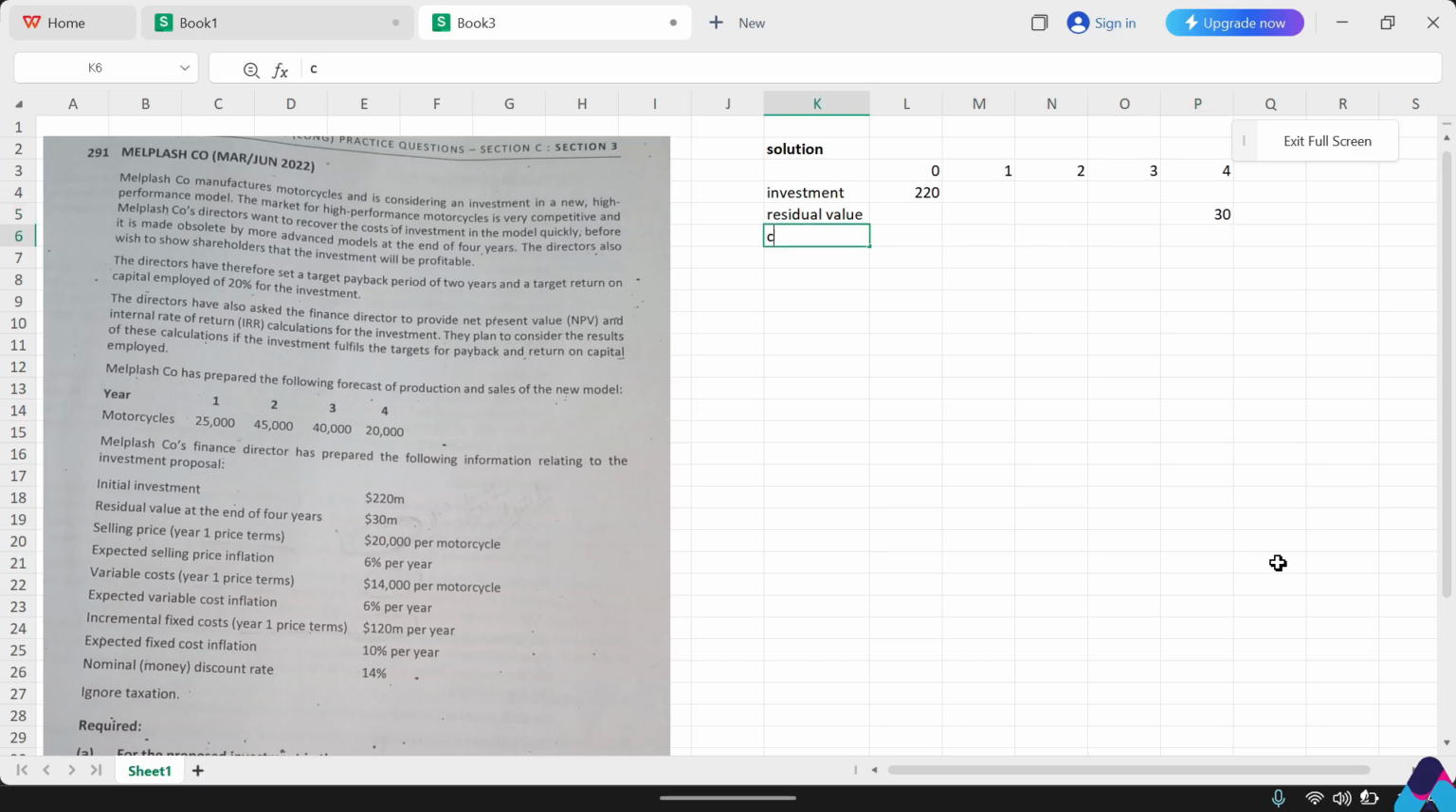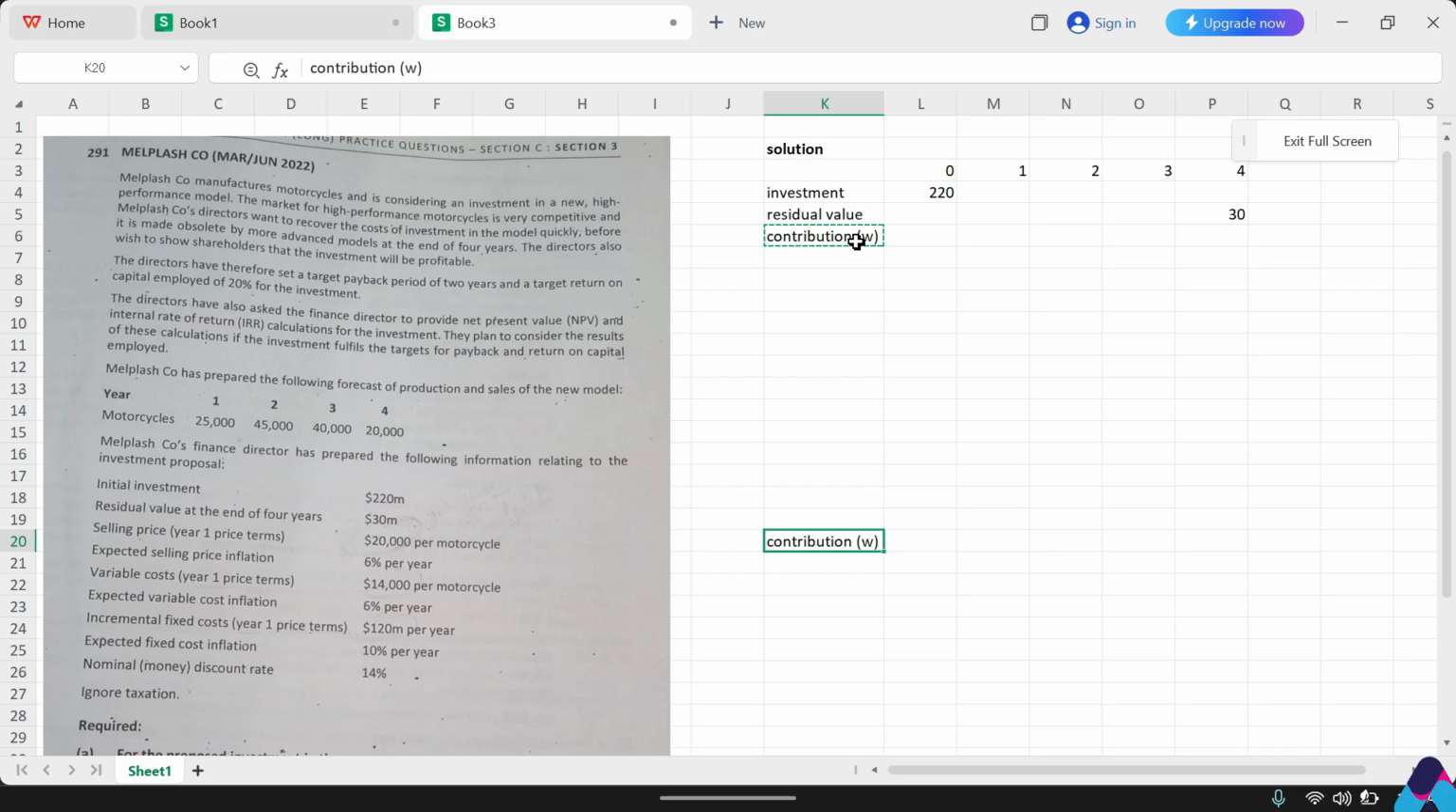And then after that, I always write my contribution, which I have told you I do the calculation for. Contribution needs to be calculated because you know that contribution is basically selling price minus the variable cost. I'm just going to give the reference of working. And now I'm going to start with my selling price first. Let me just write my years.